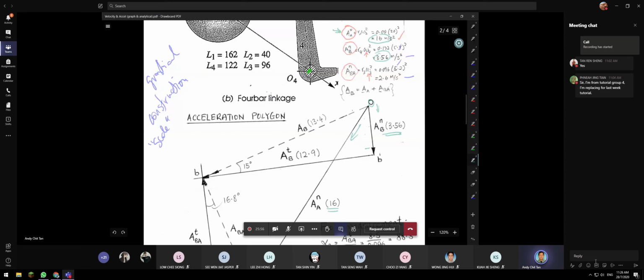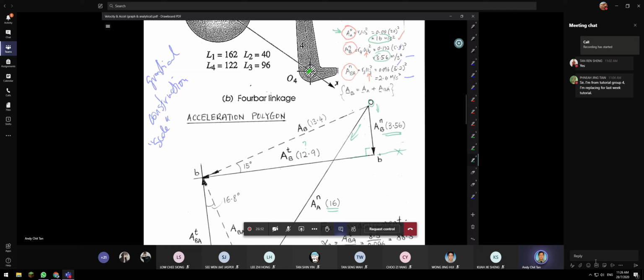Now I draw a perpendicular because I do not know the tangential part. So the perpendicular can go this way or can go this way. It's more likely it goes this way, so we can ignore this part. And we do not know this length, so we just draw a line.